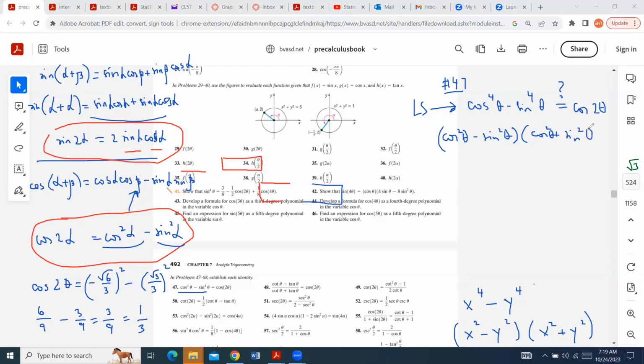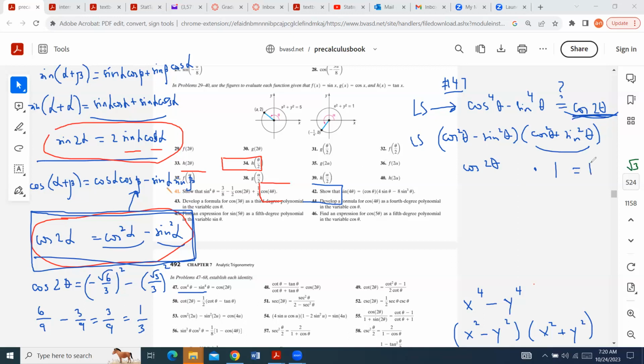So I'm working only on the left side right now, and I'm trying to produce this right side. That's my goal. So remember what this is? 1, right? Favorite Pythagorean identity. What's the other one? Cosine squared minus sine squared. It's cosine of double angle. And that's it. This is my answer. So we say this is the same as the right side. So from the left side we started and we produced the right side. So it's not that bad.